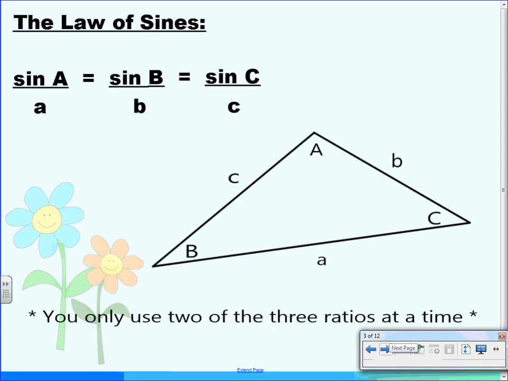All right, law of signs. Here's our law of signs. I need you to make sure it's somewhere in your notes you write down the 3 ratios at the top that make up the law of signs, and I also want you to draw this kind of general triangle we've got on the side here.